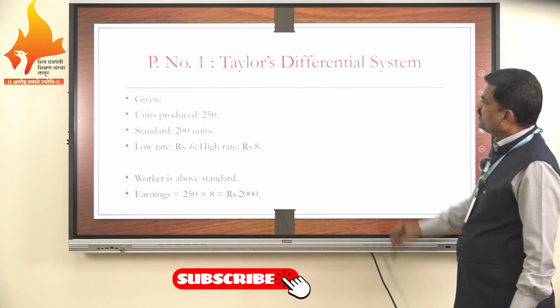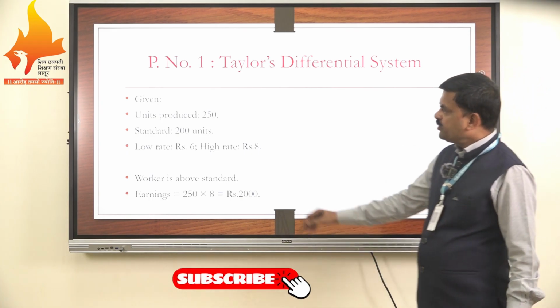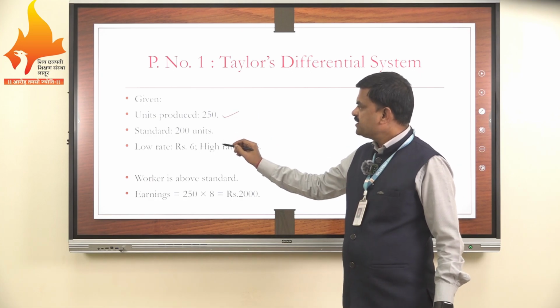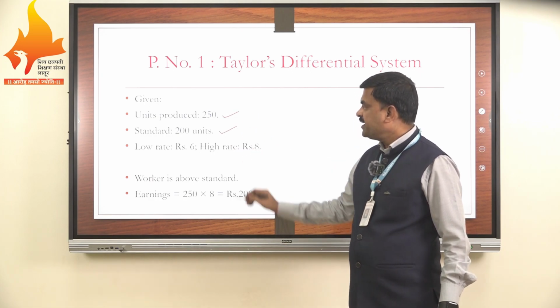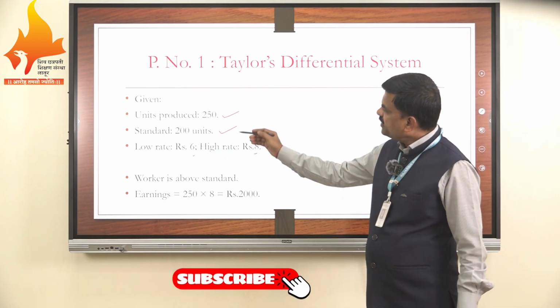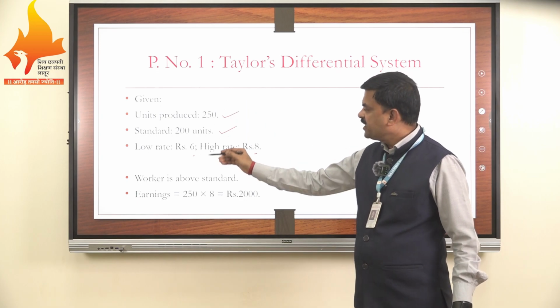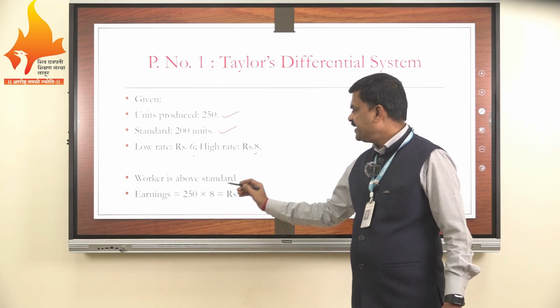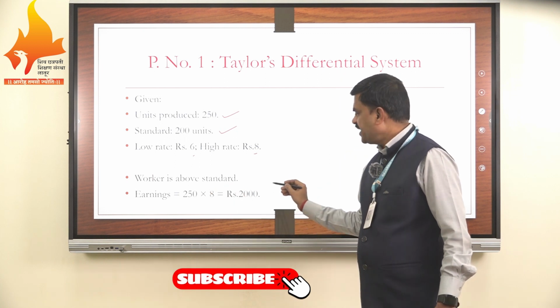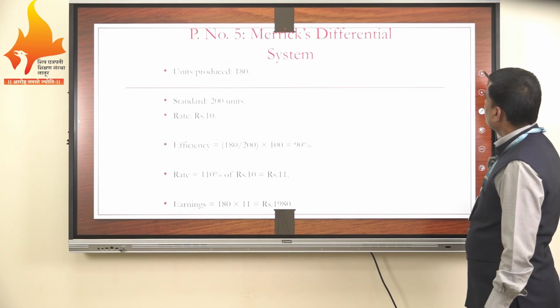Taylor's differential piece rate system. Another example: the units produced are 250, standard units are 200, low rate is 6, high rate is 8. Here the worker has produced 50 units more than the standard, so he will get the high rate. 250 into 8, ₹2000 is the total remuneration the worker will get.